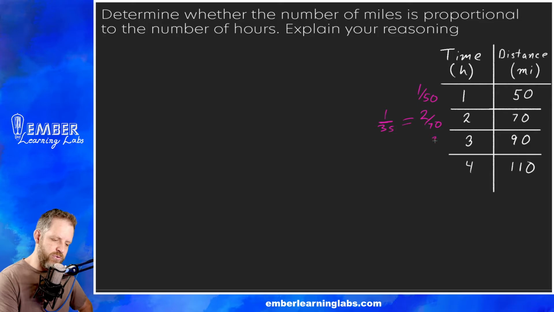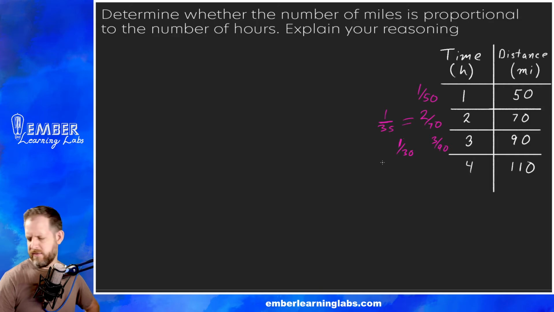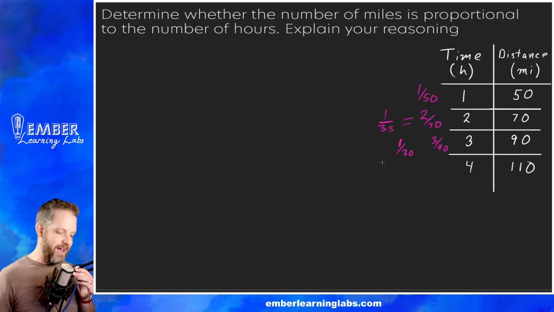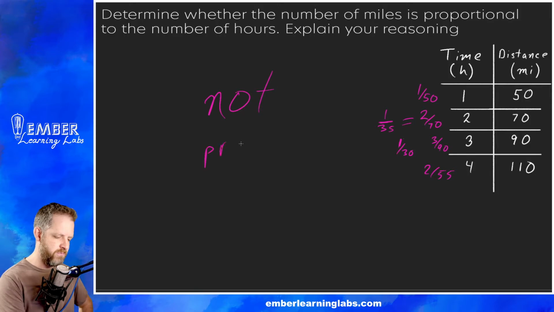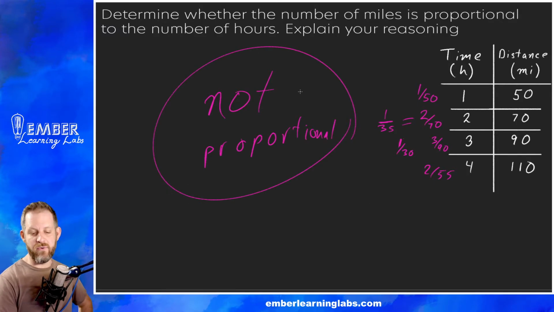What about 3 to 90? Well, that reduces to 1 to 30. What about 4 to 110? I don't even know. What does that reduce to? Let's see if I've got that on here. 4 to 110. Yeah, this one reduces to 2 to 55. So no way, no how. No. It is not proportional. Because it does not have a constant rate.